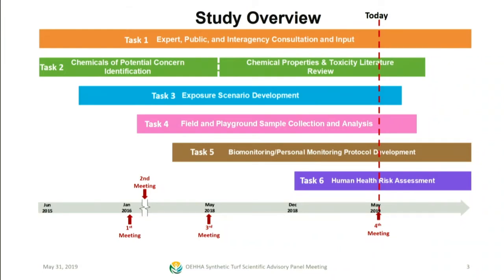So we are progressing in Task 2 to Task 6, and we are working on chemical analysis, identifying hazards for chemicals, and also working on the exposure assessment tasks. Combining the knowledge and the data, OEHHA will assess the potential human health risks and hazards from exposure to chemicals released from synthetic turf fields and playgrounds. At the conclusion of this study, OEHHA will complete a report documenting the risk assessment.